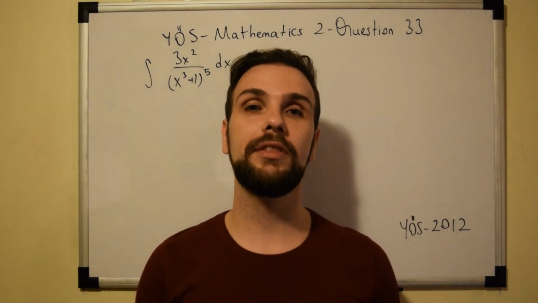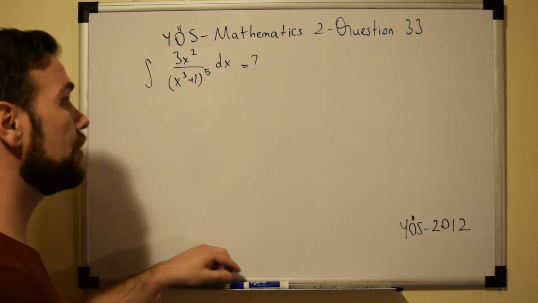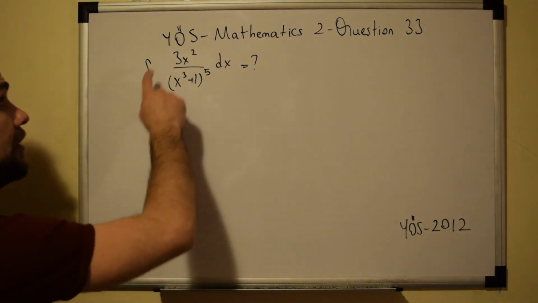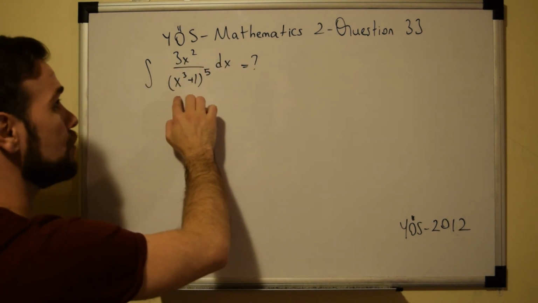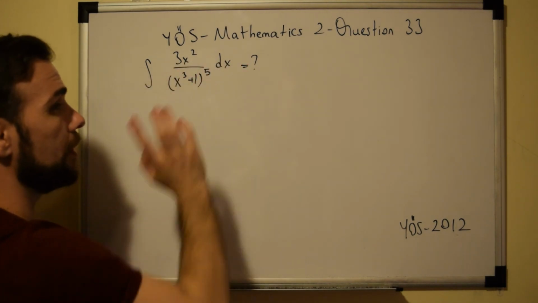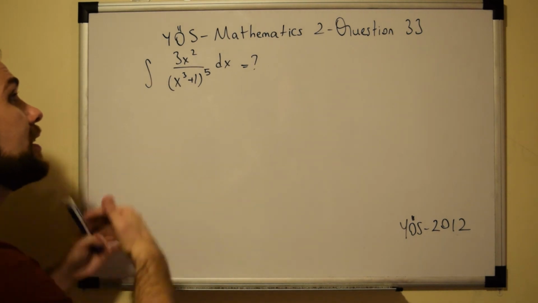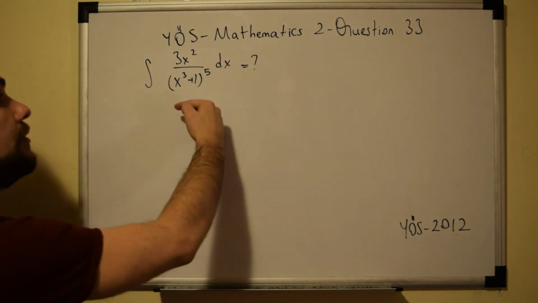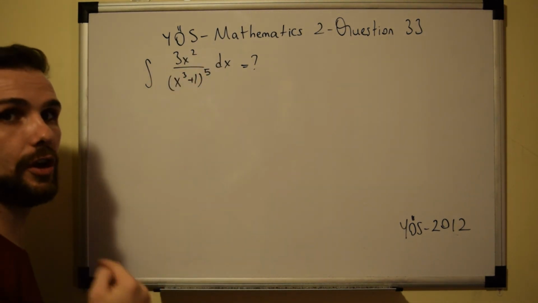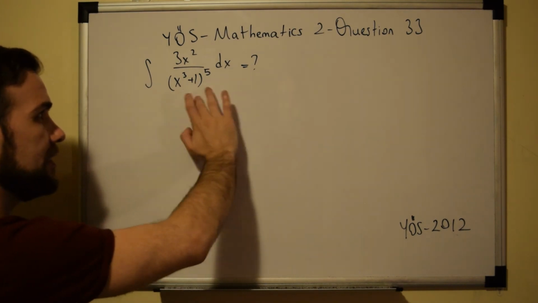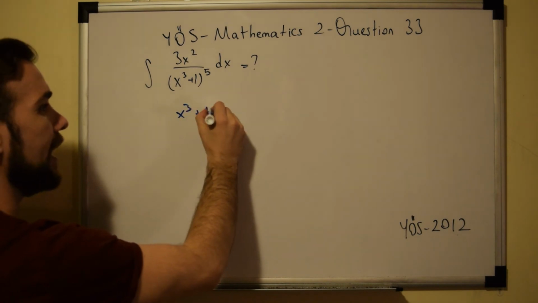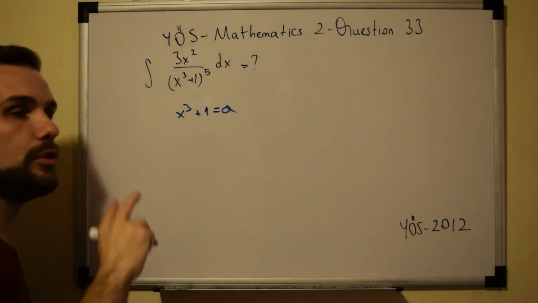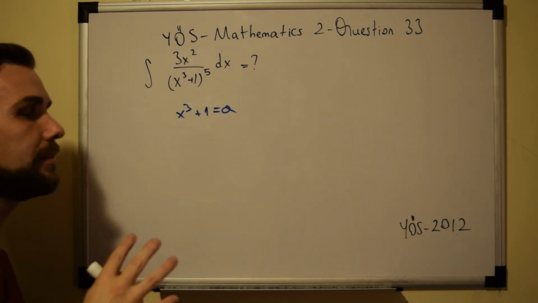Welcome to question number 33. In this question, as you can see, we are dealing with integrals. We have the integral of 3x squared times dx over x to the power of 3 plus 1, all to the power of 5. The first thing that we have to do here is to find the relationship between the numerator and denominator. So for simplicity reasons, I will write x to the power of 3 plus 1 as a. So I will equalize it to a, only for simplicity reasons.